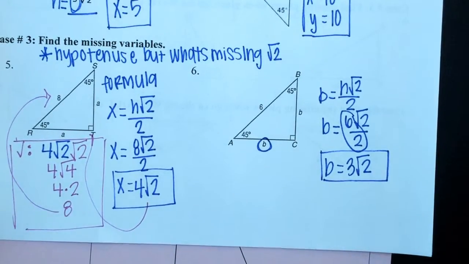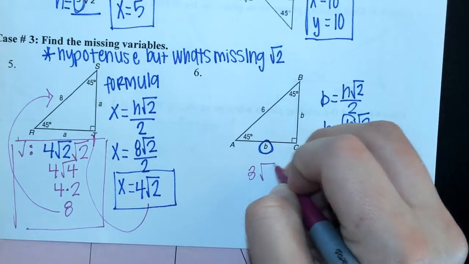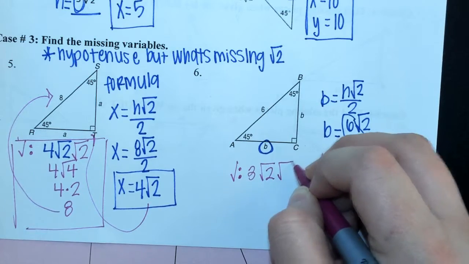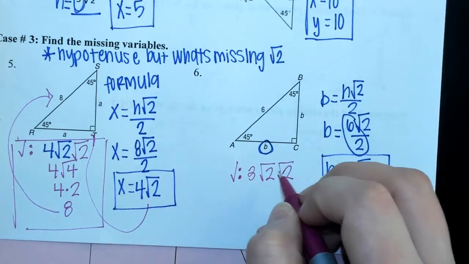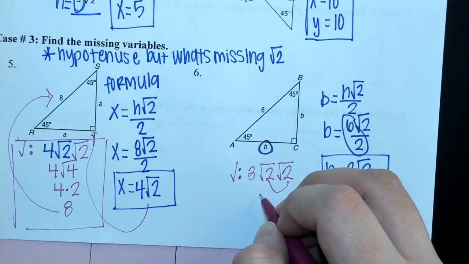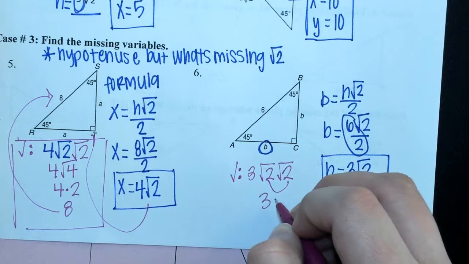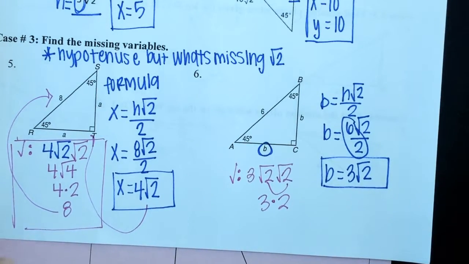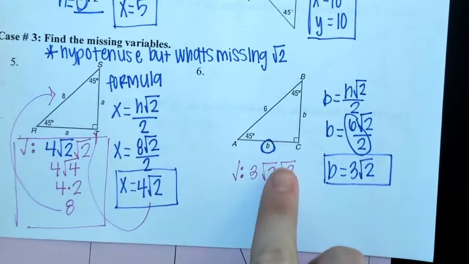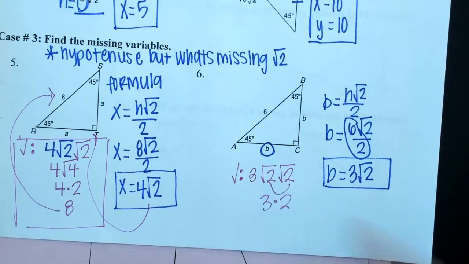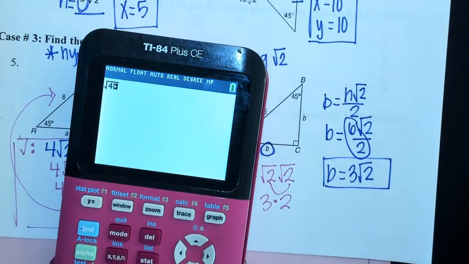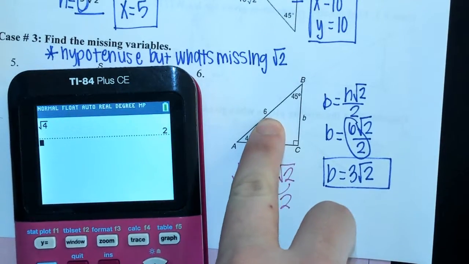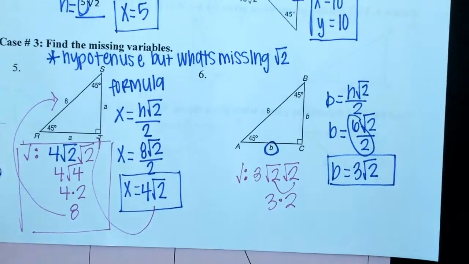If I wanted to check it, I would take 3 square root of 2 and multiply it by what? Square root of 2. Well, square root of 2 times square root of 2 is square root of 4, but the square root of 4 is 2. So 2 times 3 is 6. So we got around.